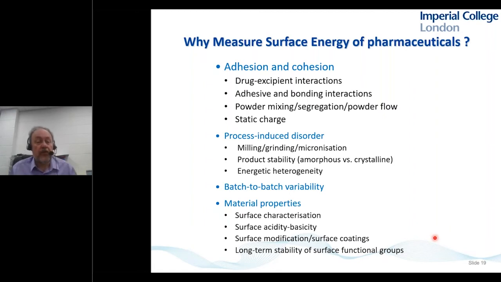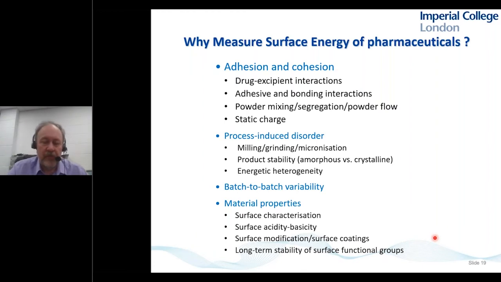I want to know a bit more about product stability, how amorphous versus crystalline is my material. Again, I get that from IGC. And also I can get a pretty good measure of the heterogeneity of my surface. Is the surface homogeneous? Is it heterogeneous? If so, how much? I can also do very basic things. Can I compare the batch-to-batch variability of 3 or 4 different manufacturing materials? The answer is yes, I can.